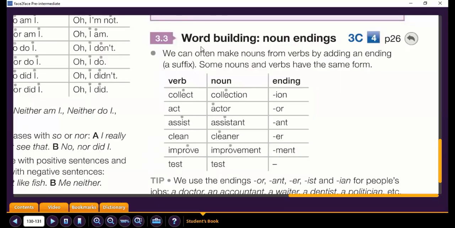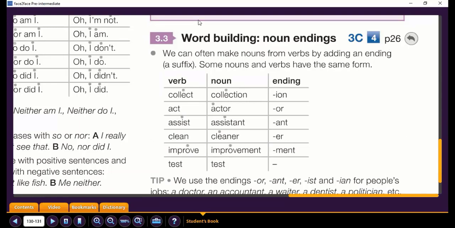Okay, guys, so again, here we have the word building, noun endings. This is from lesson 3C, page 26, okay? So here we have the verbs, like collect, act, assist, clean, improve, test. And here we have the nouns.